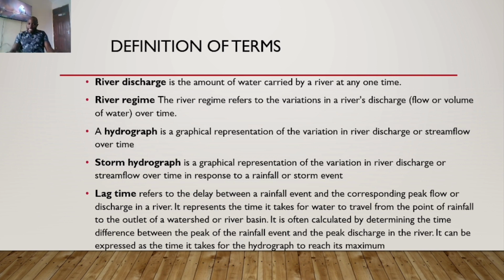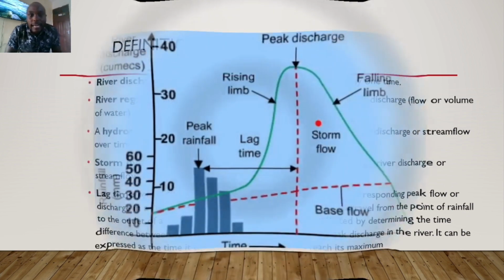So it's often calculated by determining the time difference between the peak of the rainfall event and the peak discharge in a river. All right, and it can be expressed as the time it takes for the hydrograph to reach its maximum. So that difference between the peak rainfall and the peak discharge in that river, the delay between them, is what we call the lag time. Now look at this diagram.